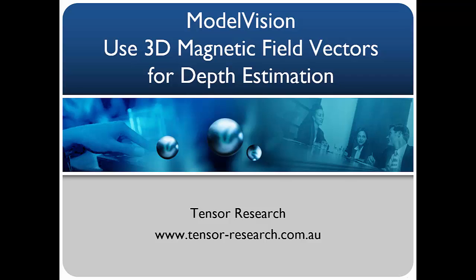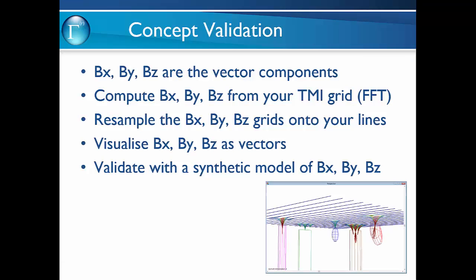Welcome to this demonstration of ModelVision using 3D visualization of magnetic vector components. We'll create BX, BY, BZ vector components from total magnetic intensity grid using FFT processing. We'll then resample that onto the flight lines, visualize them as vectors, and then we'll validate using some synthetic models.